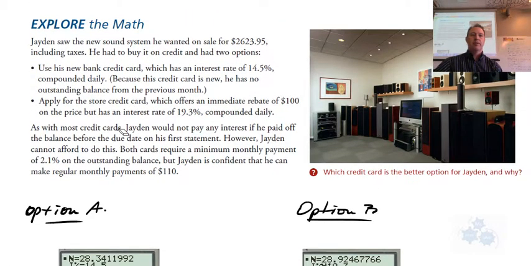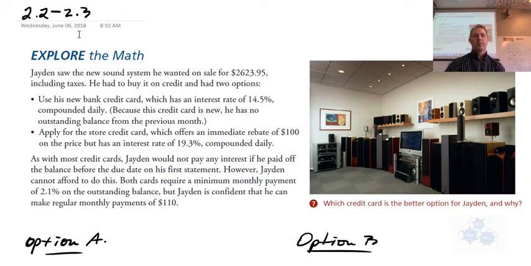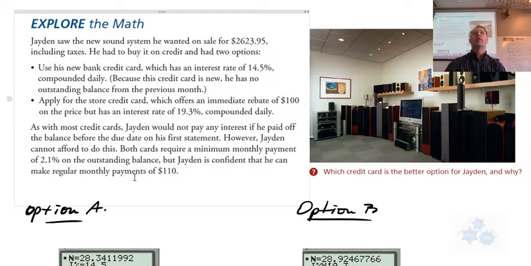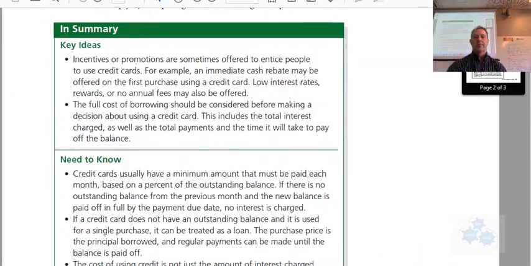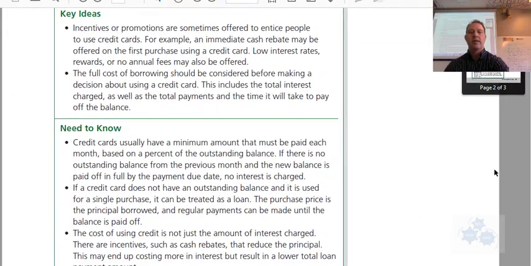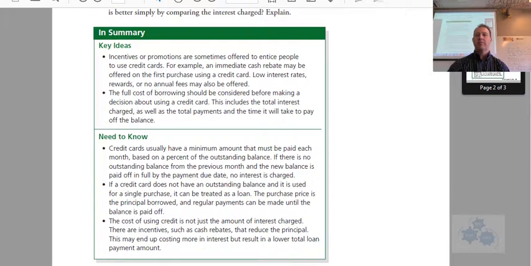Explore the math here. Okay. Any questions about that? Okay, so that's what 2.2 is about. It's kind of exploring credit card use. I'll get you to look at the summary there for 2.2. Okay, and just take a moment to read that. We won't do any more examples, but just take a moment to read that.